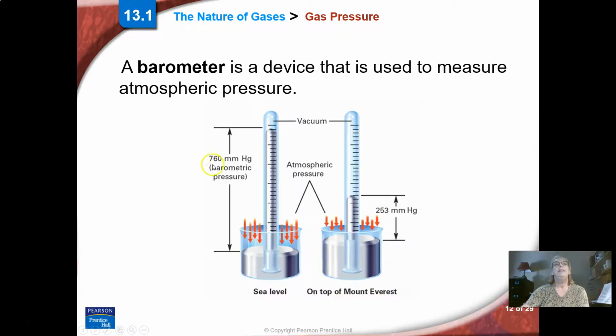So remember this number, it's important: 760 millimeters of mercury at sea level. That's called standard pressure.